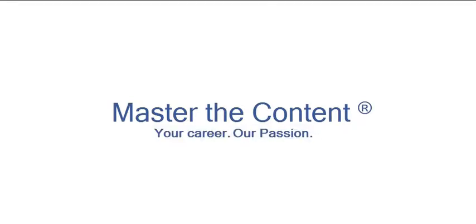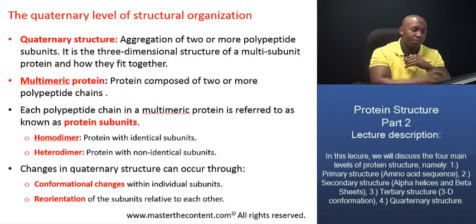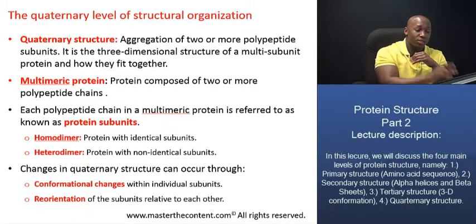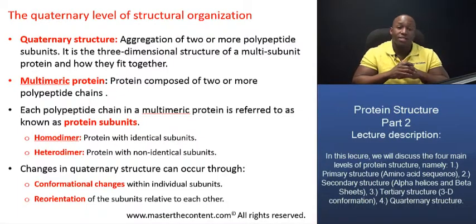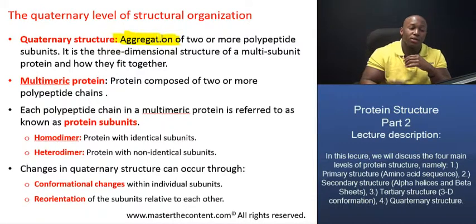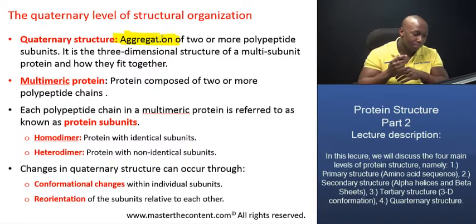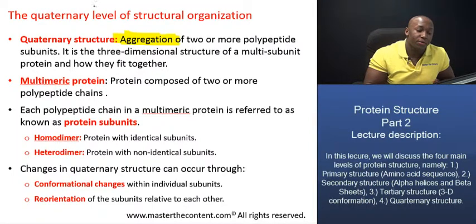Those are basically the forces that are involved in the tertiary level of organization. And what I want to talk about lastly is the quaternary level of organization, which basically results from the aggregation of two or more polypeptide subunits. So it's the three-dimensional structure of a multi-subunit protein, and it basically shows us how those different proteins fit together. So proteins that actually have the quaternary level of organization are called multimeric proteins.